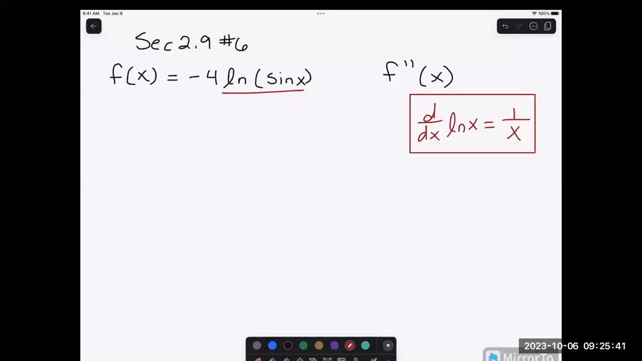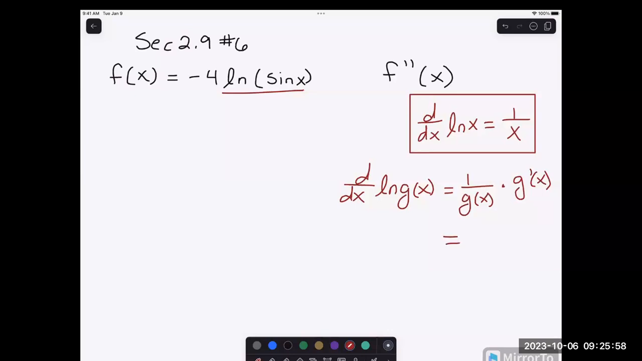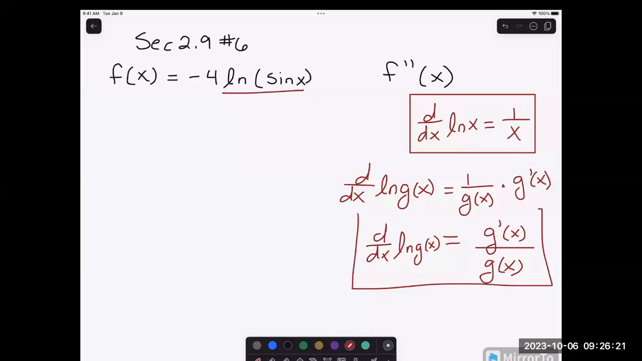But if you have a function that you're taking the natural log of other than x, you have to use the chain rule. So you'll have 1 over g of x times g prime of x. And a lot of people just write this and memorize this because it comes up enough that it is really convenient to have it memorized. We'll just memorize it as g prime of x over g of x. So that's what we're going to use. Use this as a rule.